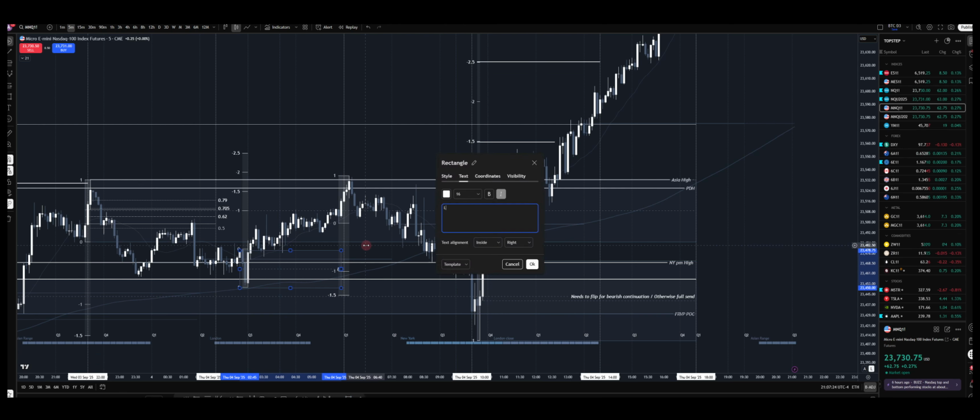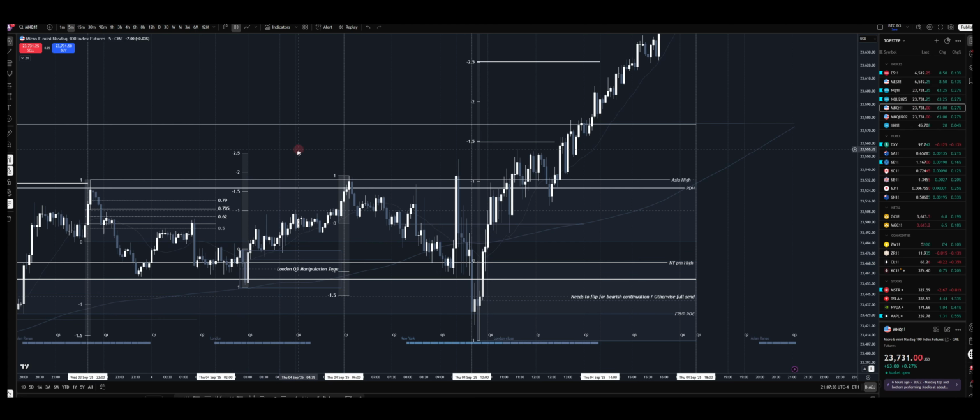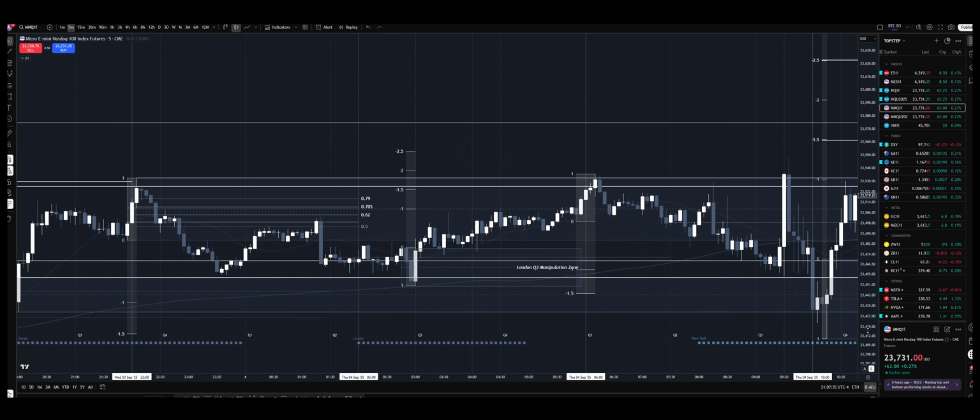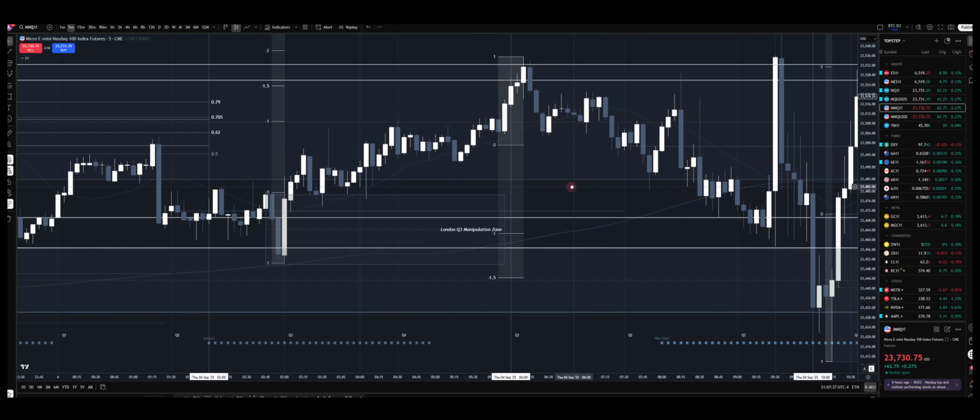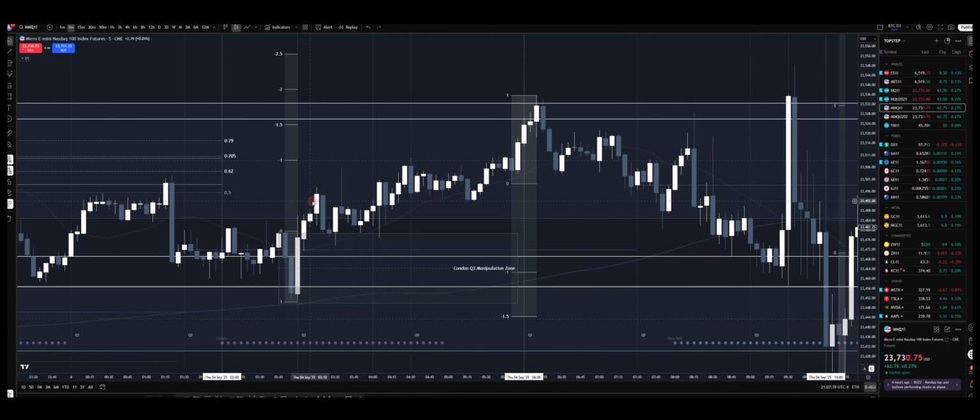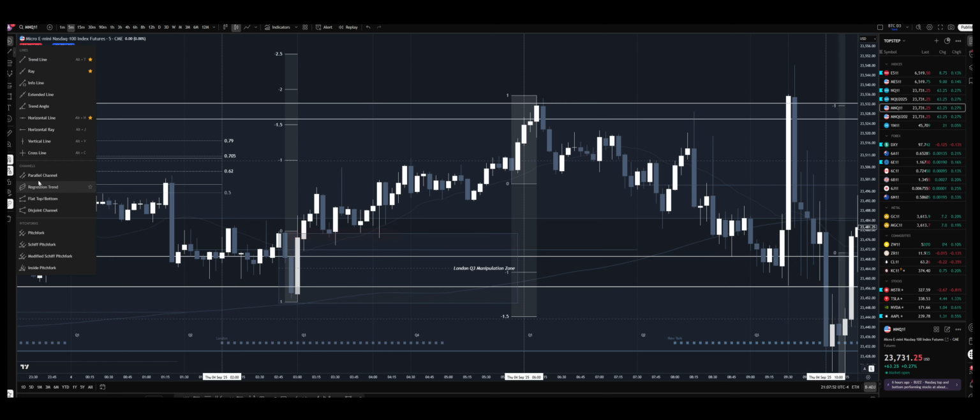this becomes our London Q3 manipulation zone. Zoom in a little bit here. So we get our close above here, and then we're looking for entries within the zone. So we can either enter straight off the top of the zone, or we can look for PD arrays within the zone.